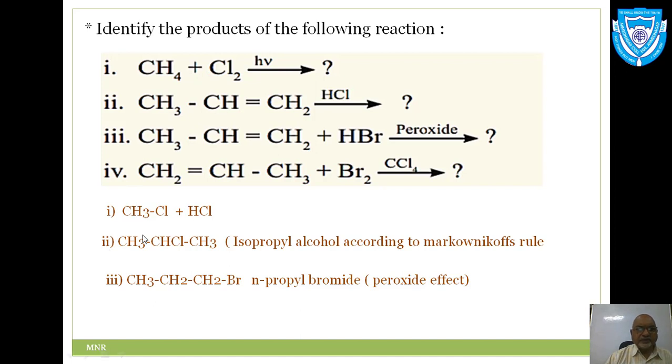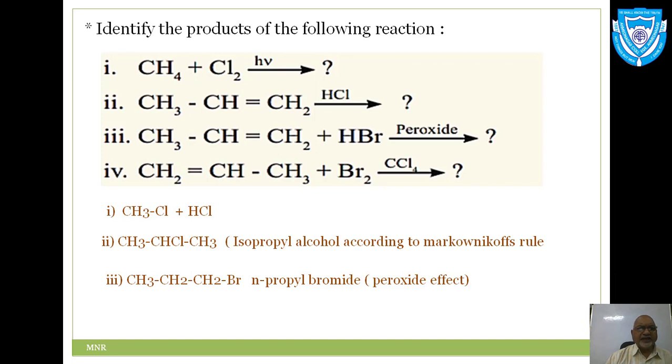Now here in the third reaction it is CH3, CH double bond CH2. Here we are adding HBr, but there on the arrow the condition is peroxide. So it is peroxide effect. We also call it as Mayo-Kharasch effect or Kharasch effect or anti-Markovnikov's rule. So here in this reaction the Br minus will go to that carbon atom which is having more number of hydrogen. So here we will get n-propyl bromide, that is also known as peroxide effect.